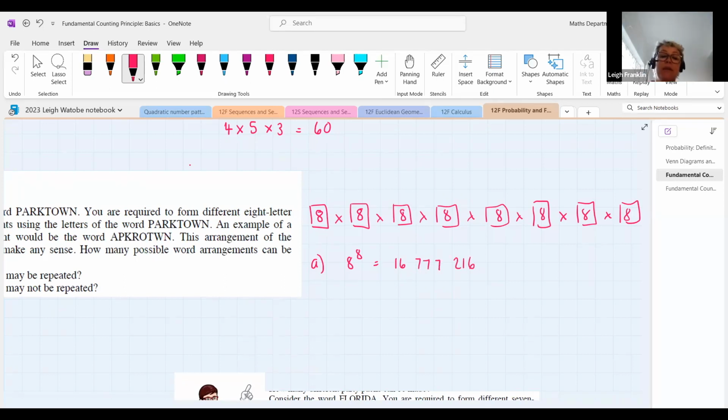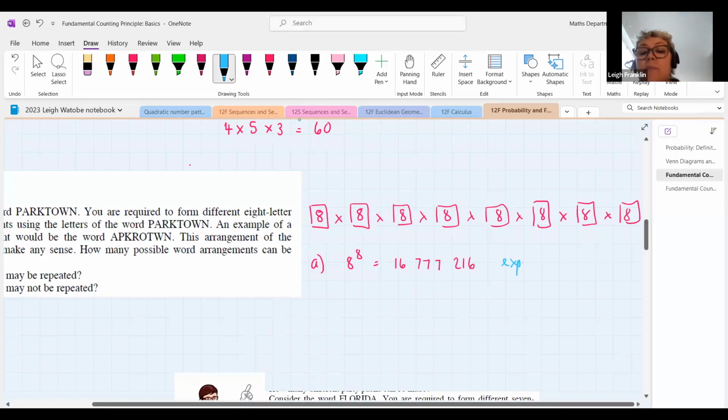16,777,216. That's it. Well done. All right. So because we were allowed to repeat things here, what we did is we used exponential notation.